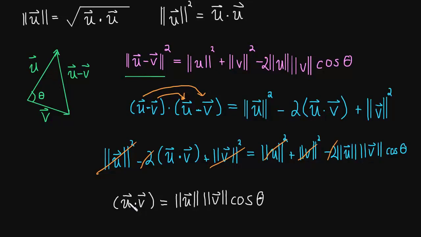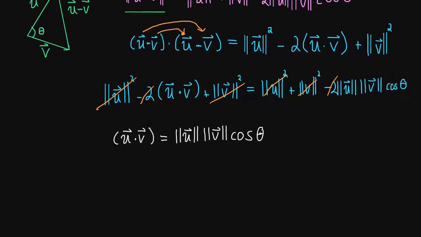And then we can figure out the lengths. We know how to do that. We just take the square root of the sum of the squares of the components. And then we have this cosine of theta, so we can solve for theta. And we can figure out the angle between two vectors just knowing what the two vectors are. So that's really cool.